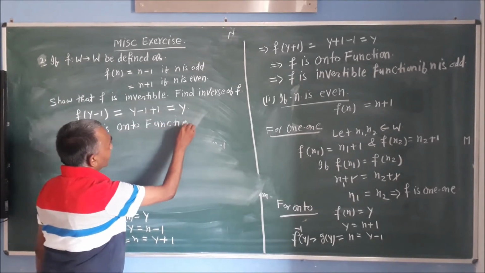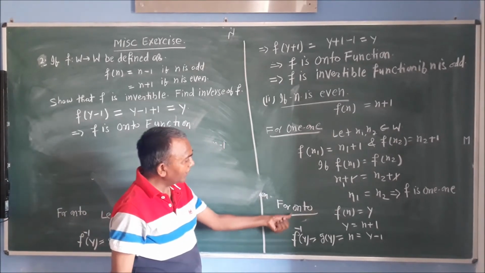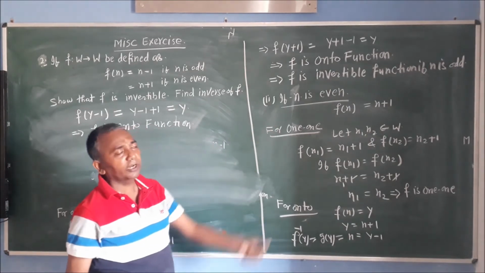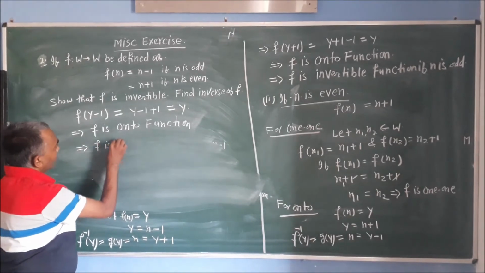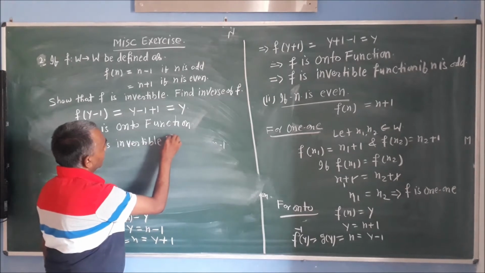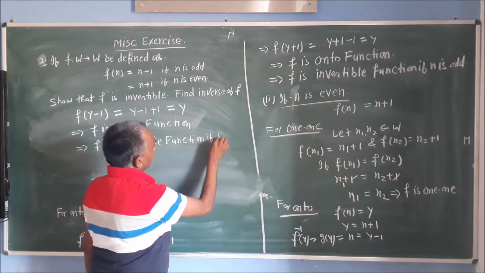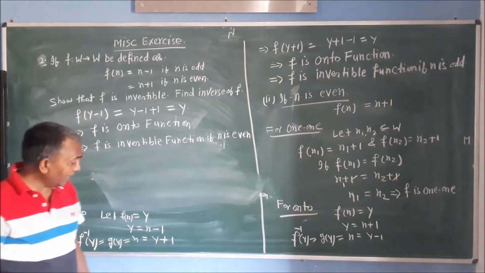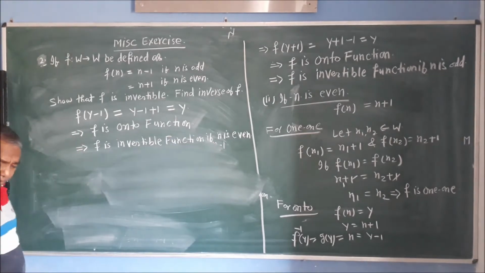Here f is a one-one function, and we have also proved that f is an onto function. So what does this mean? It means f is an invertible function. If n is even, it is also an invertible function. Then what is the f inverse?